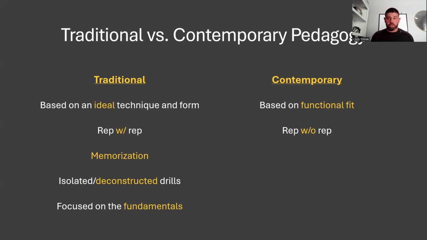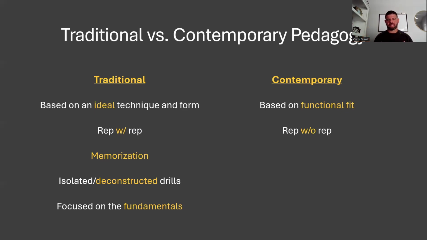With a contemporary approach here, we're not looking to try and reproduce everything with the same repetition over and over and over again. We actually want what's called rep without rep. So we want repetition without repetition. What that means is I want to be able to produce an outcome without using the same technique. Like, I need to be able to reproduce the outcomes.